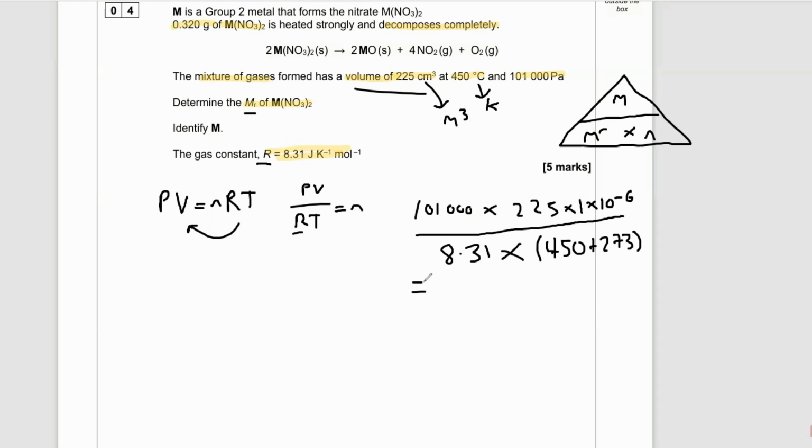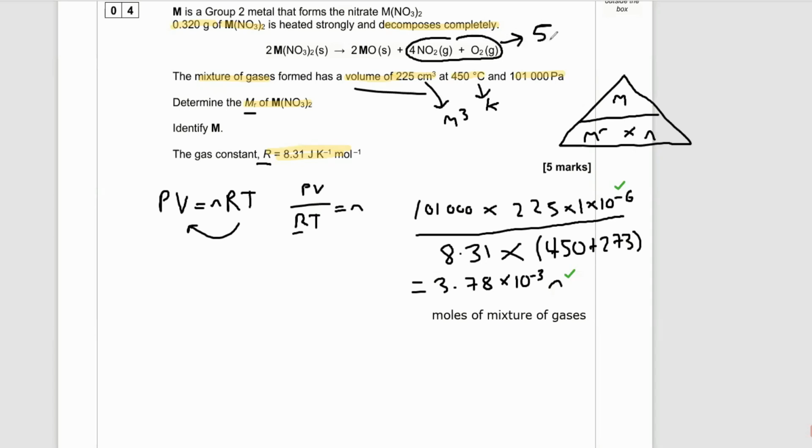Now you've done that, you'll have scored for the rearrangement, and for the correct conversions, so you'll be on at least 2 marks here. Now we're going to get 3.78 times 10 to the minus 3 moles, but remember that's of our gas mixture, okay? Now we need to use the ratio from the equation.